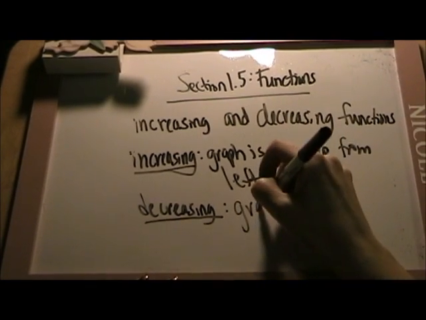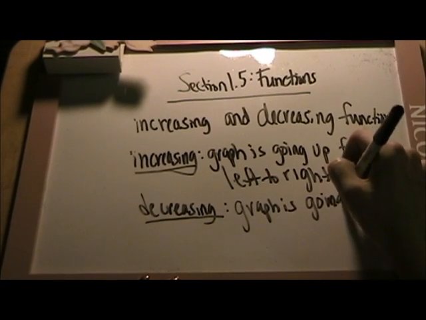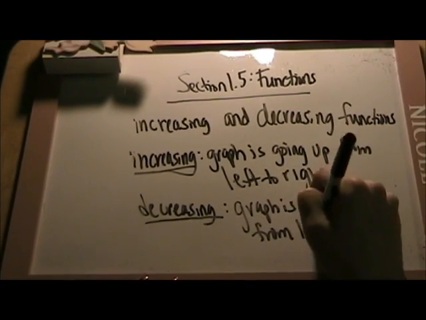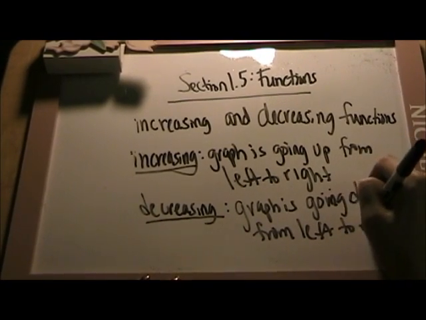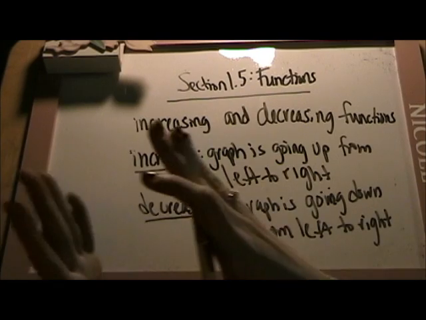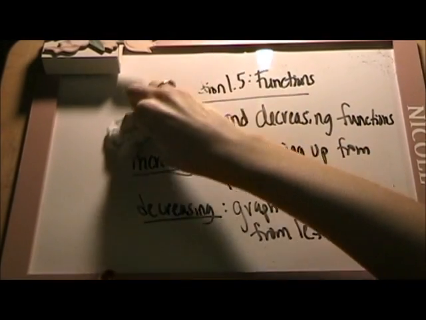Decreasing, the graph is going down from left to right. So we're reading from left to right, and if the graph is going downward, we know that it's decreasing. Increasing and decreasing.